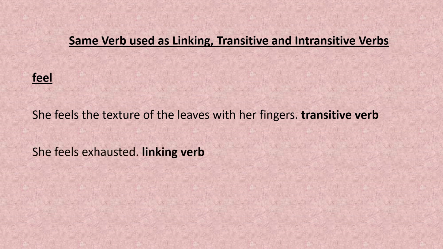Let us try using feels as a linking verb. She feels exhausted. Exhausted is telling you something about her, how she feels. So feels is a linking verb here. Then, she feels for her. In this sentence, there is no object. She feels for her. So, feels here is an intransitive verb. This is how the same verb can be used as a linking, transitive and intransitive verb.